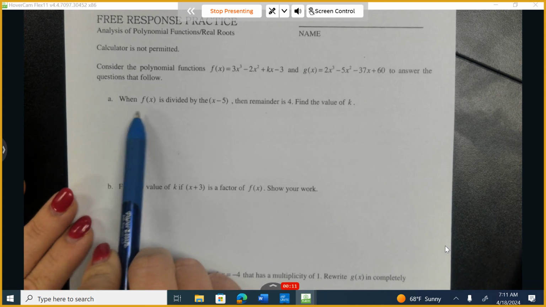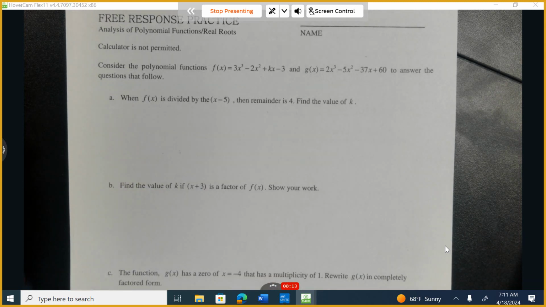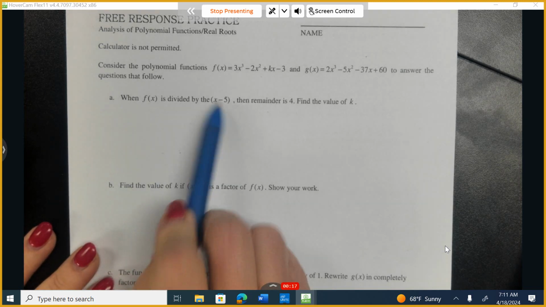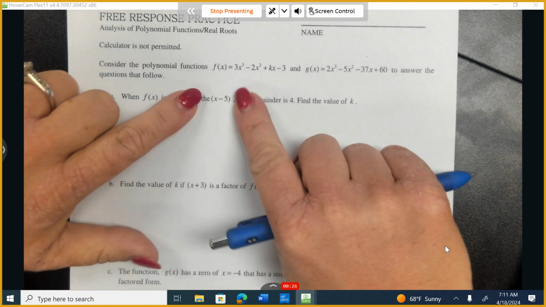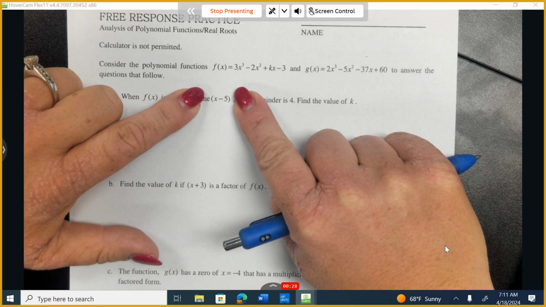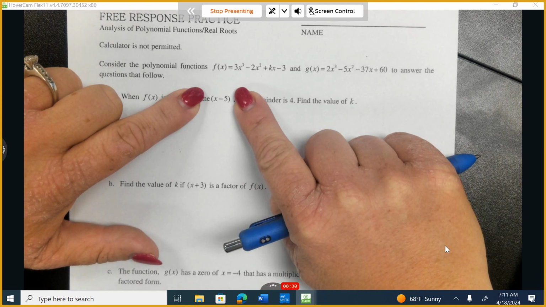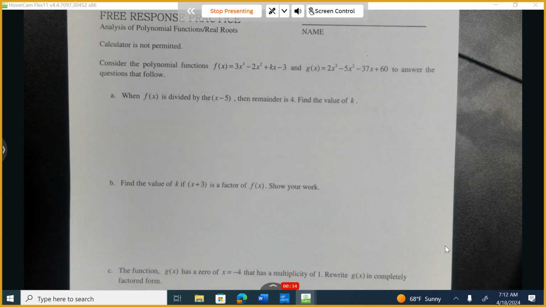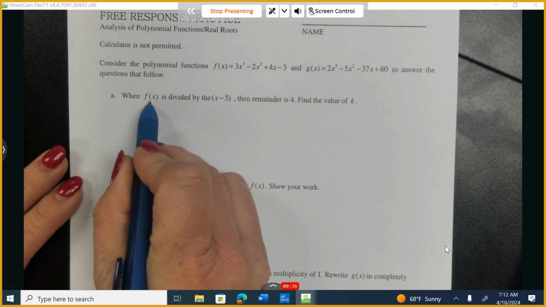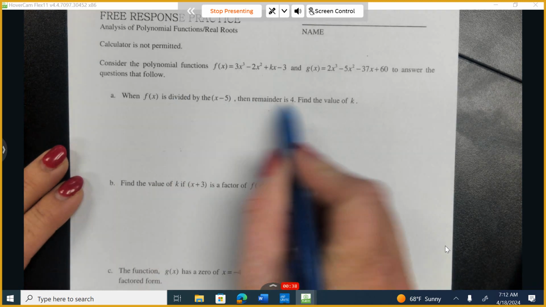Here's the first thing I want you to realize, because I think there may be a misconception: just because it says to divide by this quantity doesn't mean it's a factor. If it's a factor of a polynomial, it means the remainder is going to be 0. If this was a factor, what would be one of the x-intercepts? 5. Okay, got it? Just because I see this doesn't mean it's a factor.